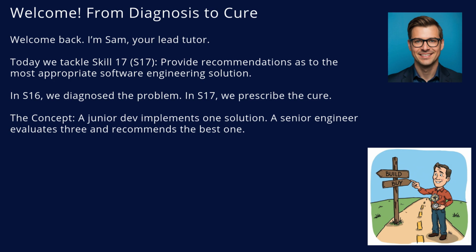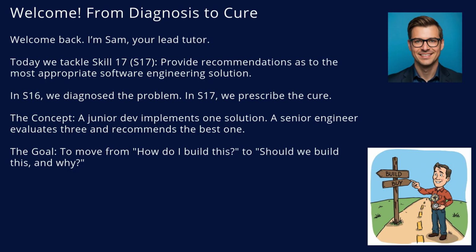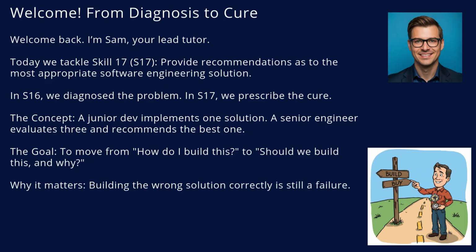The concept I want you to grasp is choice. A junior developer is told what to build. A senior engineer is asked what we should build. Your goal is to learn how to evaluate multiple options, like build versus buy, and recommend the best path forward based on evidence, not just gut feeling. This matters because in engineering, building the wrong solution perfectly is still a failure. We need to build the right thing.